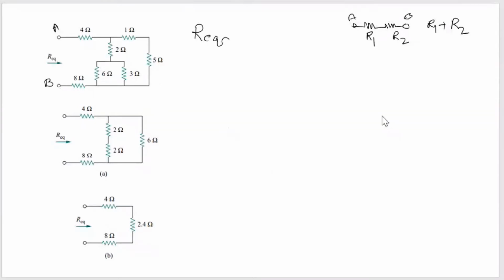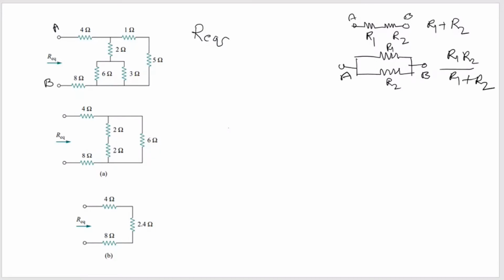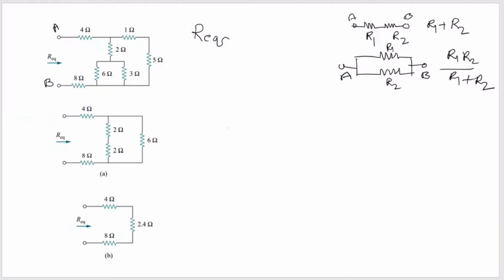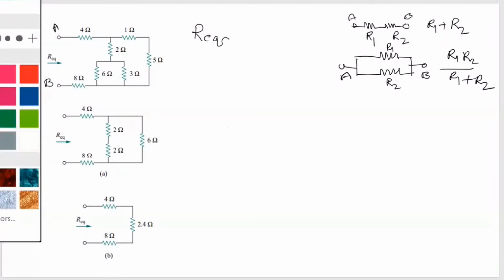Okay, so if you have two resistances in parallel, that is R1 and R2 are in parallel, what is the total equivalent resistance between these two terminals A and B? Suppose this is A and this is B. So the equivalent resistance between A and B is R1 R2 divided by R1 plus R2. So these two formulas we are going to use now and simplify or reduce this circuit.